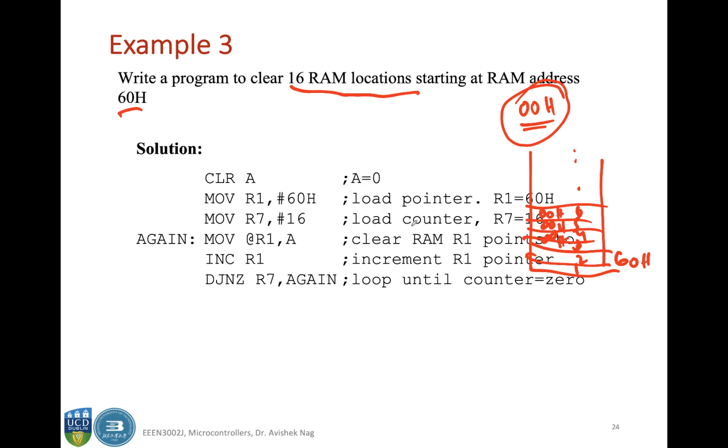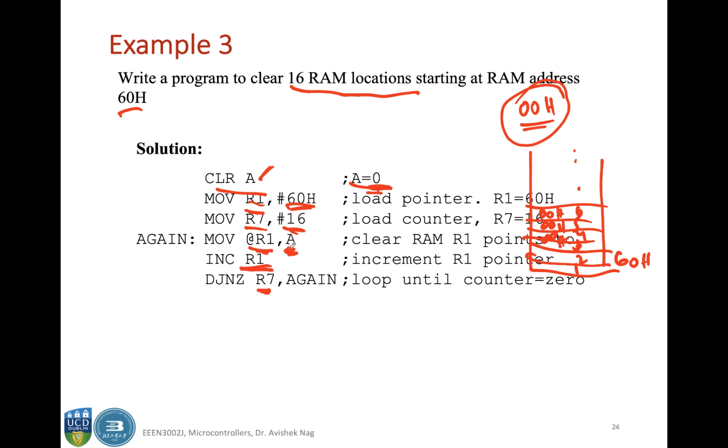So the template is same, so you are clearing A, making it 00, okay, and then you are initializing the count, which is 16, and initializing the starting address, which is 60, by loading them to some registers. This can be any registers. In this example we have used R1 and R7. You can use R1, R2, R3, anything. And then the main operation is moving the contents of A, which is now 00 because you have cleared A, to the location that is pointed by R1 and repeating it until your R7 goes to 0. Okay, so you are moving A 00 to R1, incrementing R1.